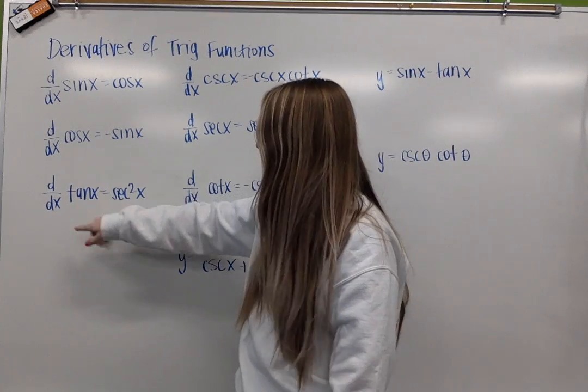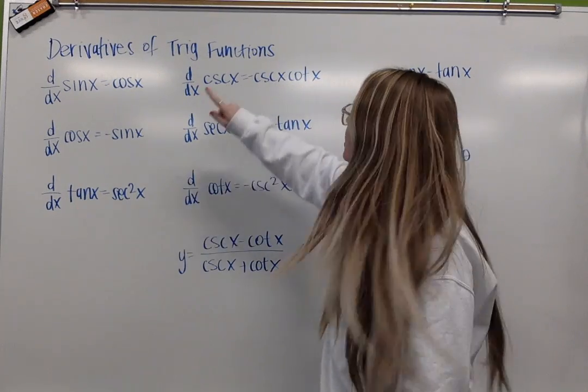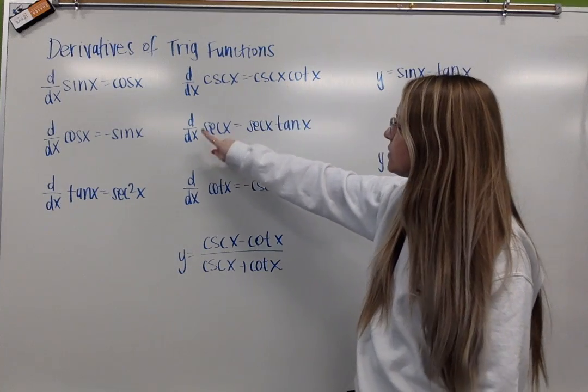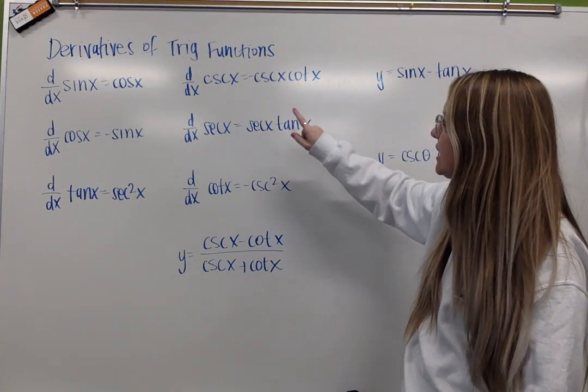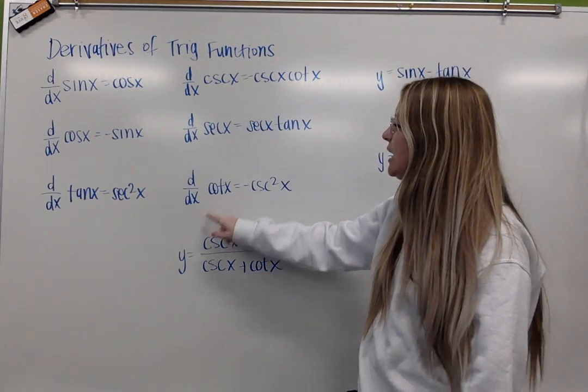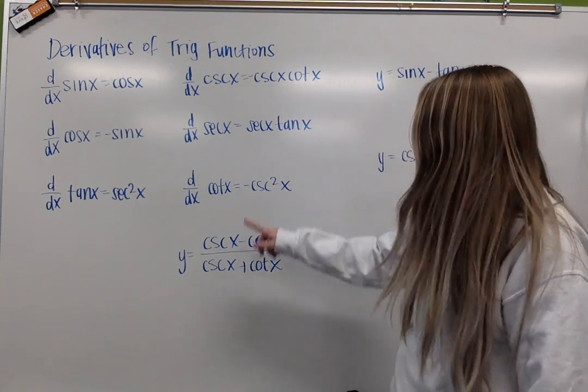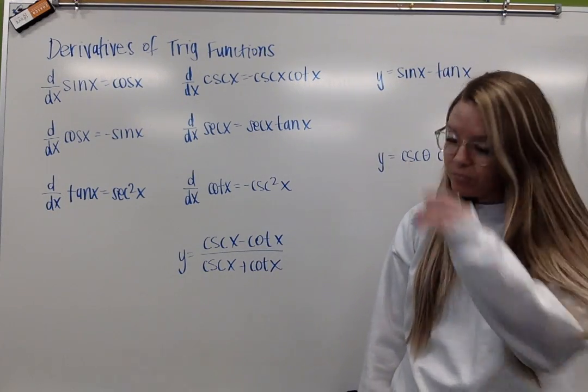So the derivative of tangent is secant squared. Derivative of cosecant is negative cosecant cotangent. Derivative of secant is secant x tangent x. And the derivative of cotangent x is negative cosecant squared x.